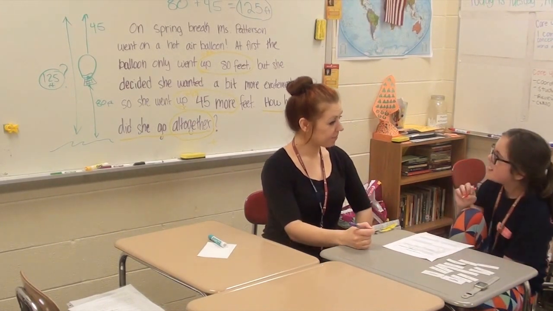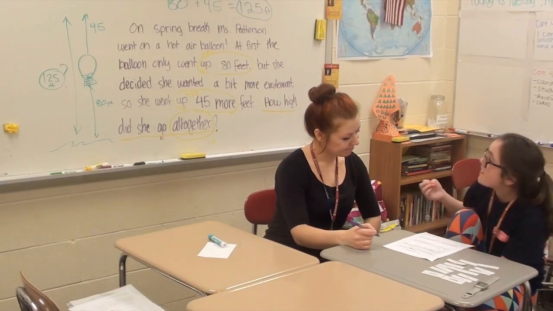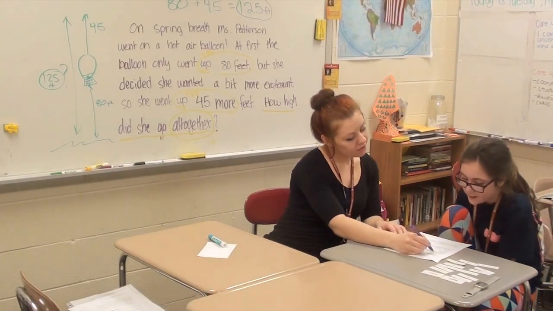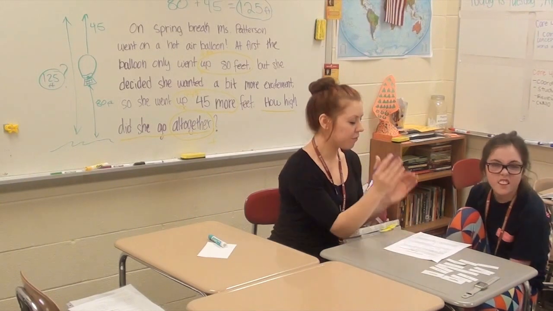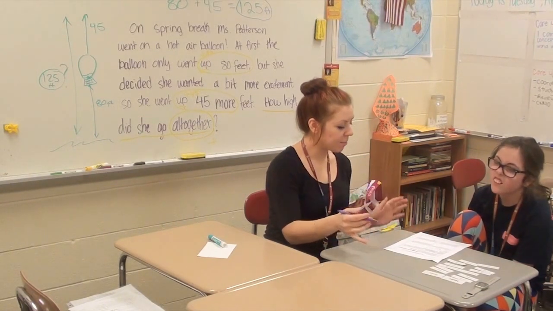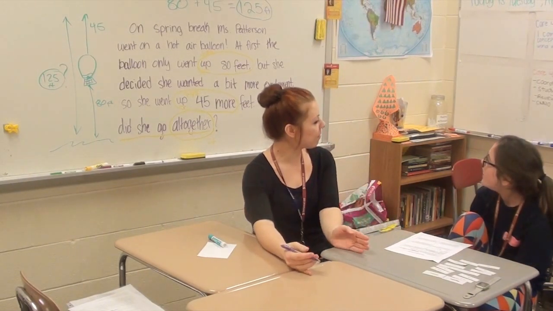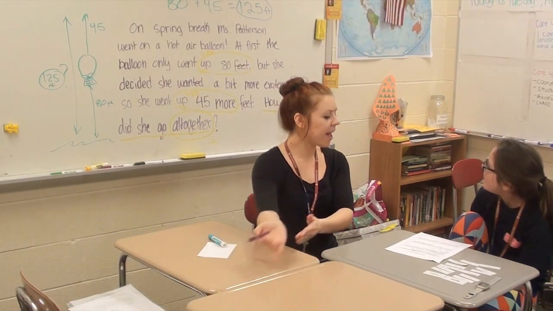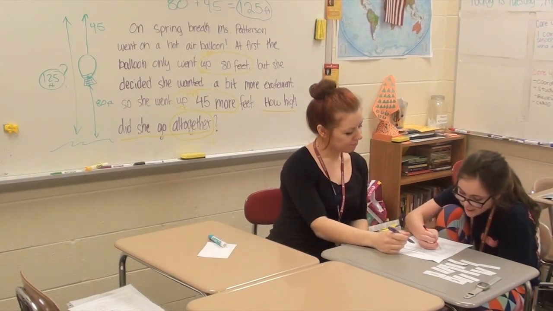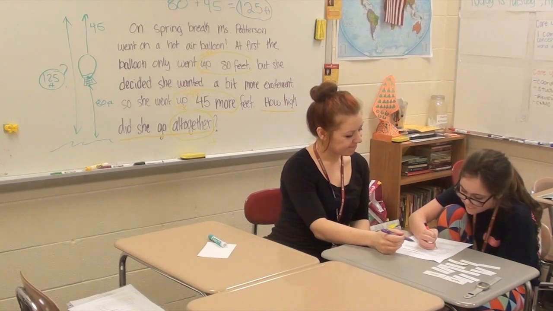And now we have to double check. We answered the question, and it makes sense that he has $35 left for bowling. If he started out with $50 and then he spent some of it, does it make sense that he would have less than he did before? Yeah, so it makes perfect sense. And now I'll just circle the answer.